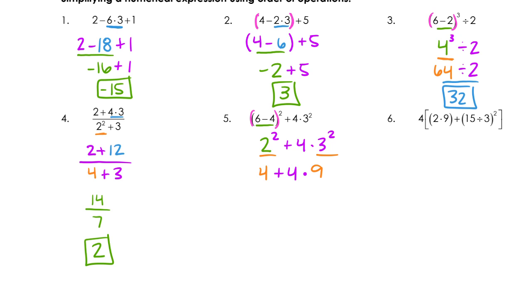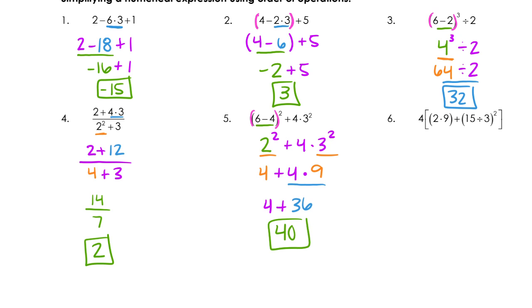Then after that, we have to multiply first. So I'm going to bring down this 4 at the beginning, plus 4 times 9 gives us 36. And then last but not least, we're going to go ahead and add 4 and 36. That gives me 40 for my final answer.